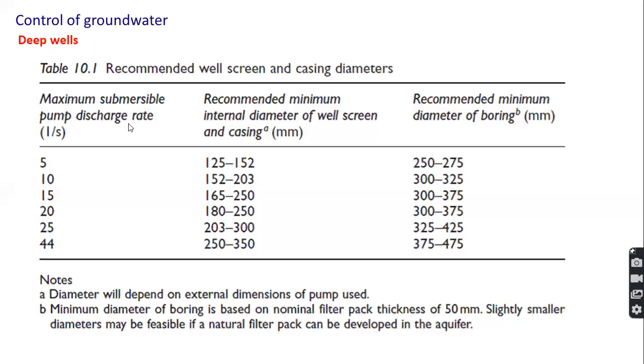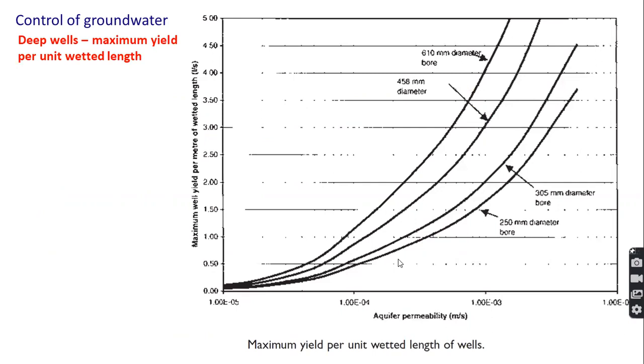Typical pump discharge rates, the recommended minimum internal diameter of the casing, and the borehole diameters depending on the discharge rate are given here, and you can use this in selecting the appropriate dimensions for the deep well. I am not going to spend a lot of time on these. For the calculation of the yield from a deep well, this figure is quite useful. The x-axis is the equivalent permeability of the aquifer to be dewatered, and you can see different curves for different borehole diameters, and you can get the yield in liters per second. This is per wetted length, like the slotted area of the casing.